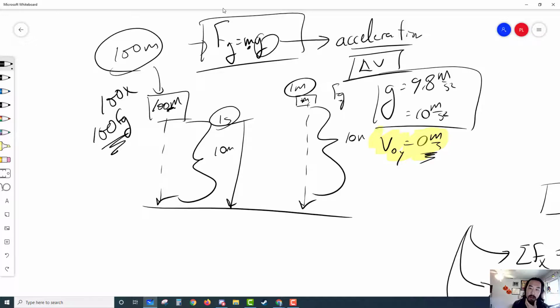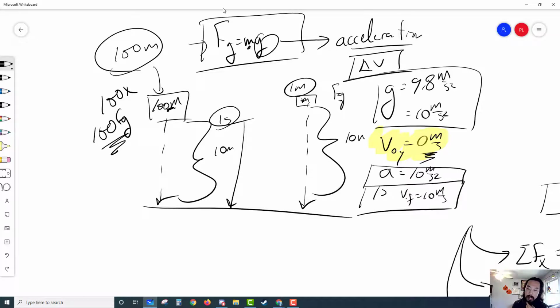And because they both have 0 meters per second for initial velocity, and both are accelerating at 10 meters per second squared, after 1 second, the final velocity will be 10 meters per second. For both objects, that's what this value means. They are both traveling with the same velocity as they hit the ground.